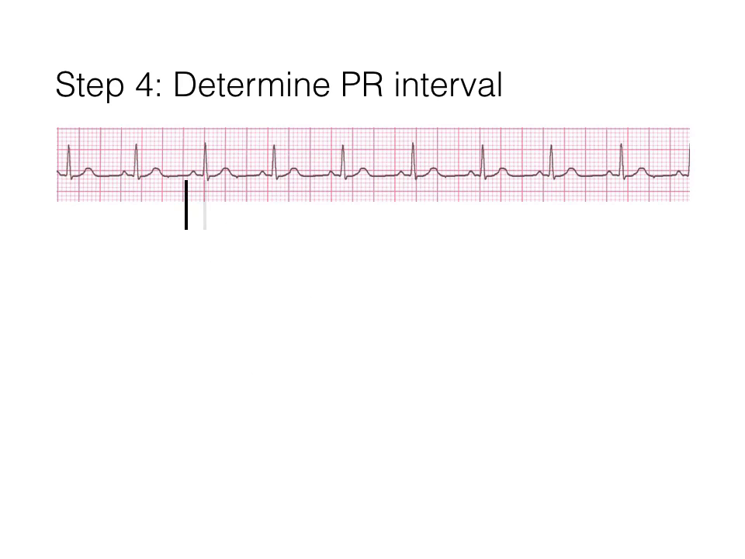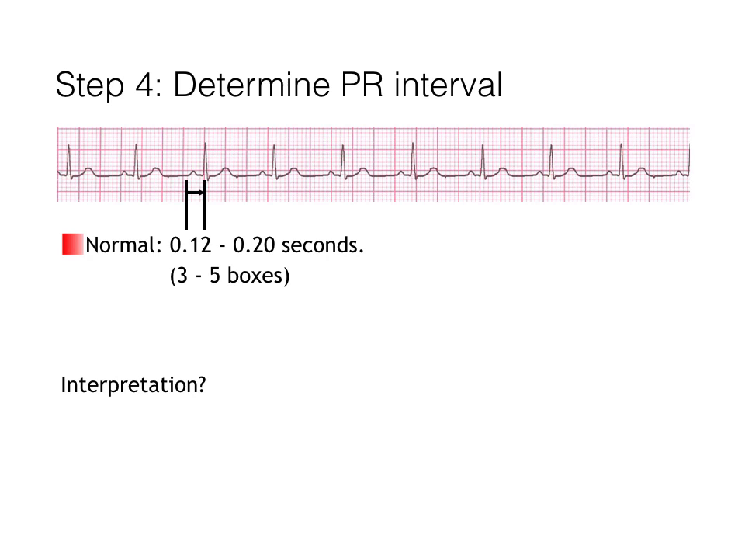Now we will determine the PR interval. It should normally be 0.12 to 0.2 seconds. Roughly, we can remember it as 3 to 5 small boxes. What is your interpretation here? It's normal, 0.12 seconds.